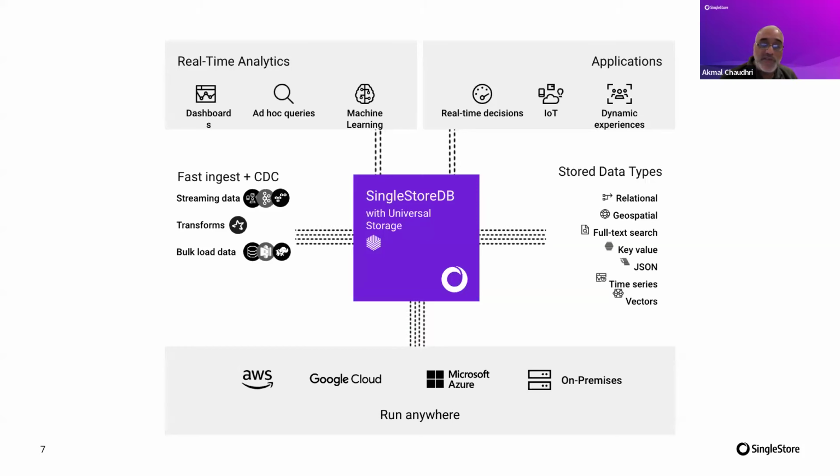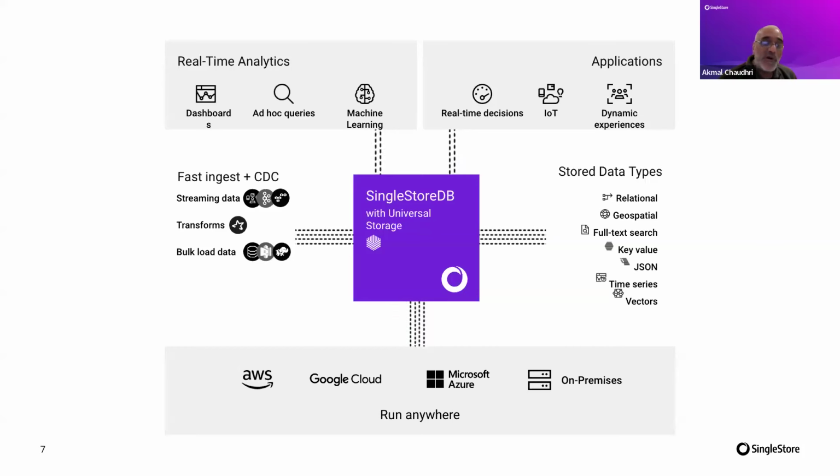Key value, JSON, time series, and of course vectors, a very popular topic today, with the kind of long-term memory for LLMs. And keep in mind that SingleStore has had support for vectors since 2017. Better support for that this year, introduced with a dedicated vector type, as well as approximate nearest neighbor indexing, and lots of other cool features as well, which are documented.